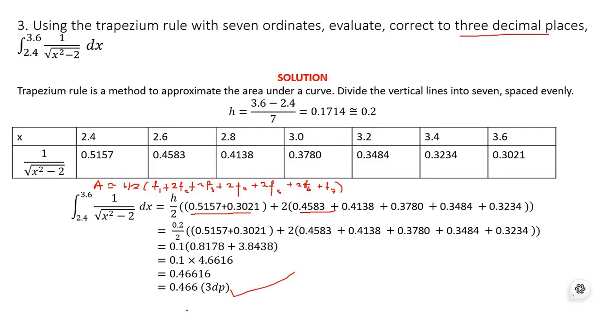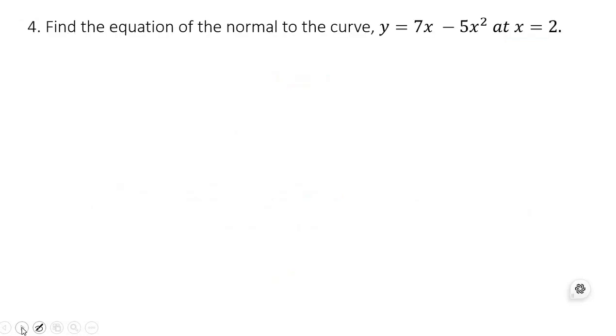So this is how you use the trapezium rule. Look at it: the only ones you will not double are the first and the last function of your ordinates. Okay, thank you. So we'll go to the next, that's number 4.